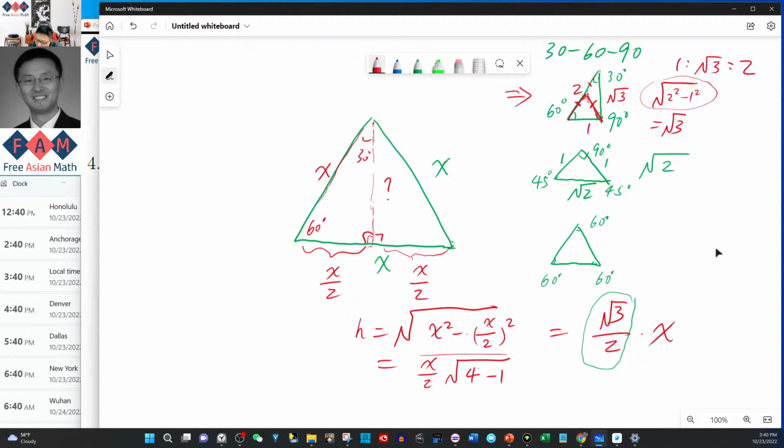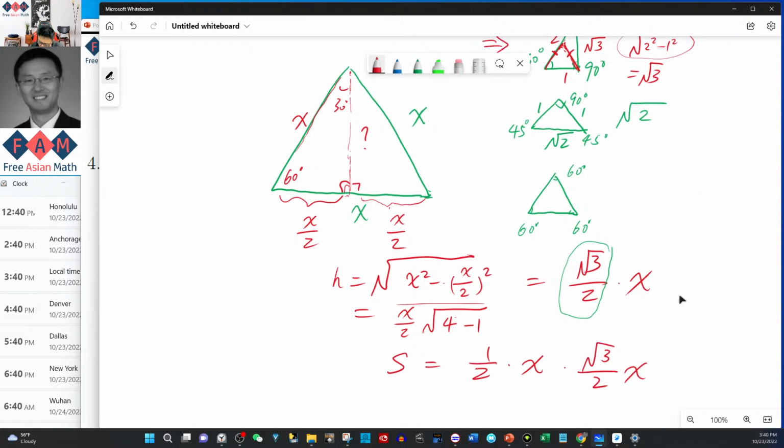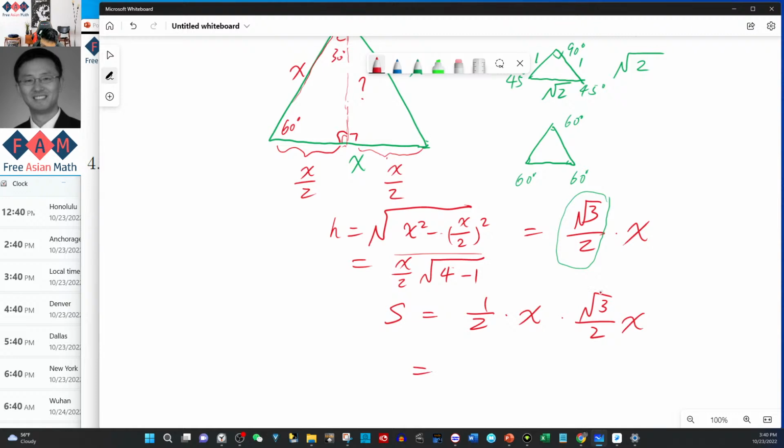So the height of this equilateral triangle is just this. Consequently, the area S is 1/2 times the base, x, times the height, square root of 3 over 2 times x. Therefore, the formula is square root of 3 over 4 times x squared. That's the area formula for an equilateral triangle. And everybody should memorize this coefficient.